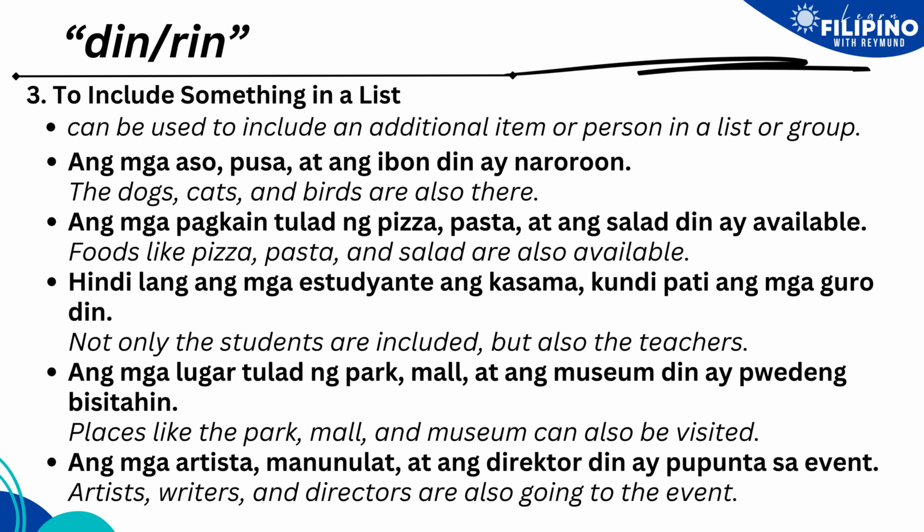Another one is that it can be used to include an additional item or person in a list or group. Ang mga aso, pusa at ang ibon din ay naruroon. So the dogs, aso, pusa is a cat, and ibon is a bird, are also there. Ang mga aso, pusa at ang ibon din ay naruroon.